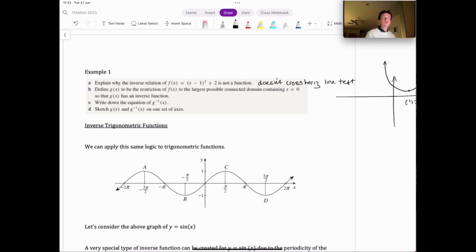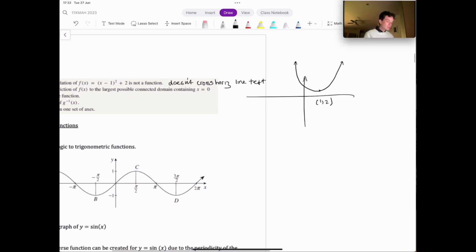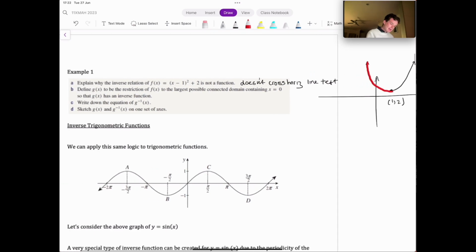Define g(x) to be the restriction of f(x) to the largest connected domain including x equals 0. We can only do this if we include x equals 0, so we're going to restrict it to here. So g(x) is going to be the function g(x) = (x − 1)² + 2, but x is going to belong to, or we could just say, x is less than or equal to 1.